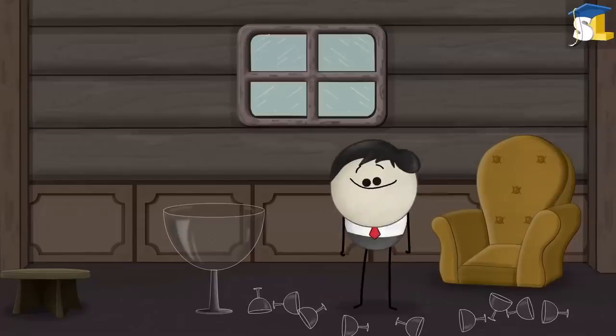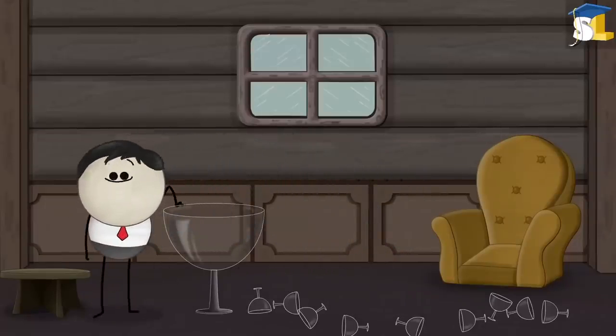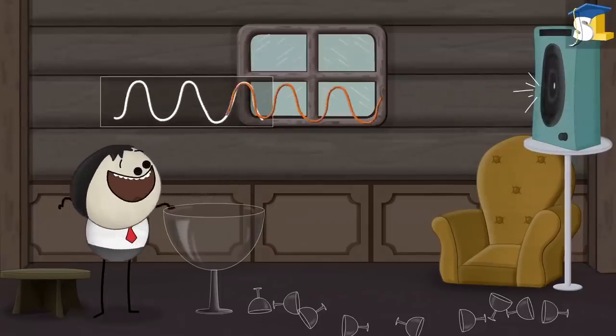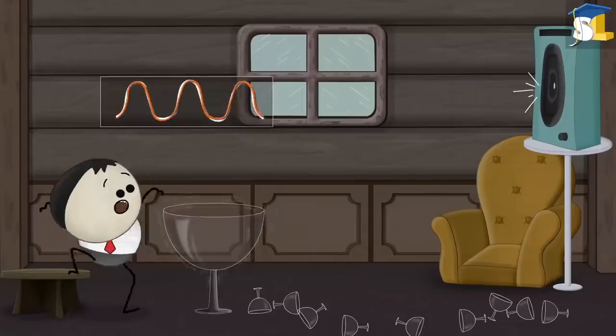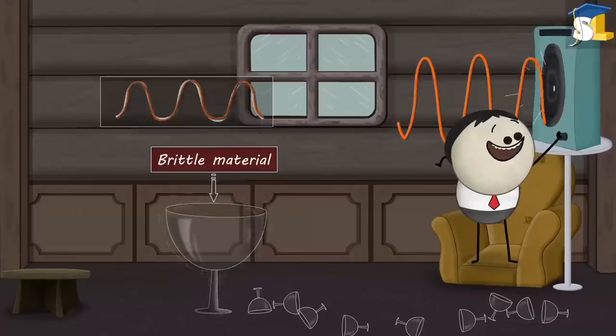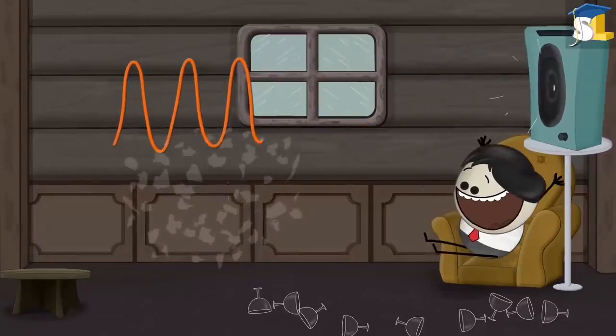Oh, just listen. Every glass is made up of different materials. However, all of them have a natural resonant frequency. Hence, when we make sounds which match their resonant frequencies, the glasses start to vibrate. As glass is a brittle material, louder the sound, more violently will it vibrate, causing the glass to shatter into pieces.